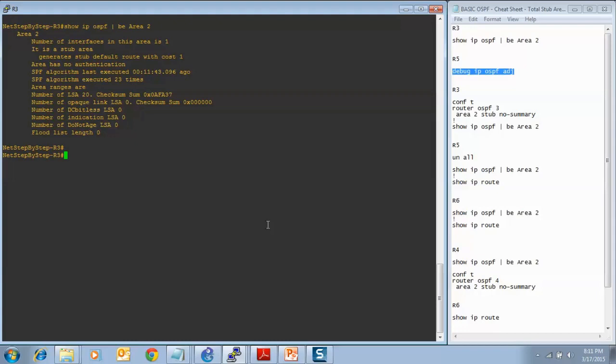From the output, I see that this is a stub area. I'm going to configure area 2 on router 3 as a total stub utilizing command area 2 stub no summary at router OSPF mode.